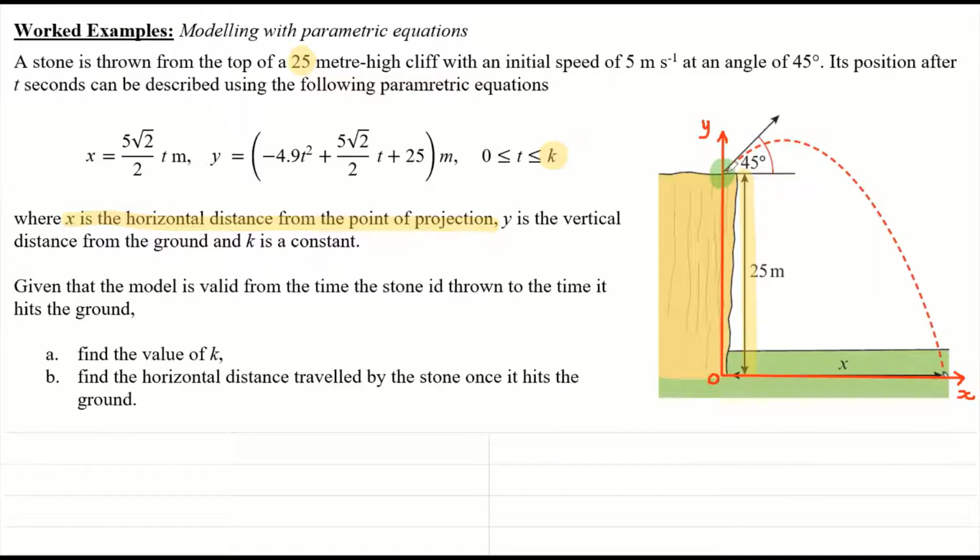Now, we're given the two equations, and we have to find first the value of k and the horizontal distance traveled by the stone once it hits the ground. So it looks like a complicated scenario, but once we plug in the numbers, you'll see it's actually not too bad. So let's just reconstruct this diagram. Let's just have a look at the parabola itself and try and solve these problems.